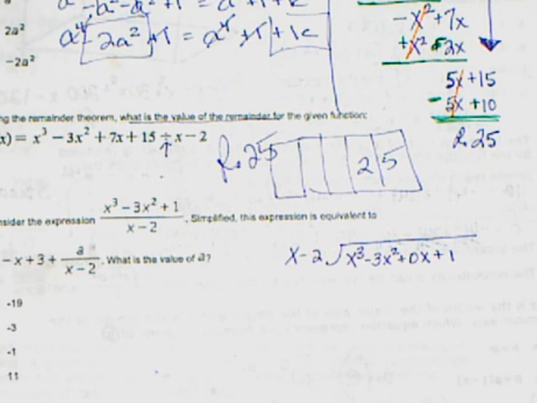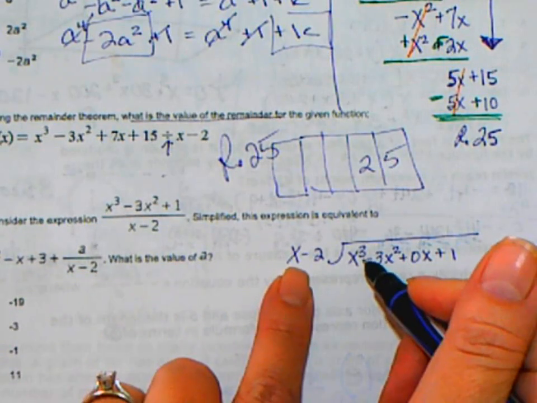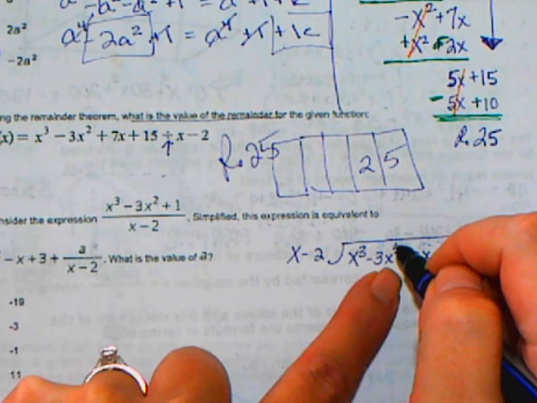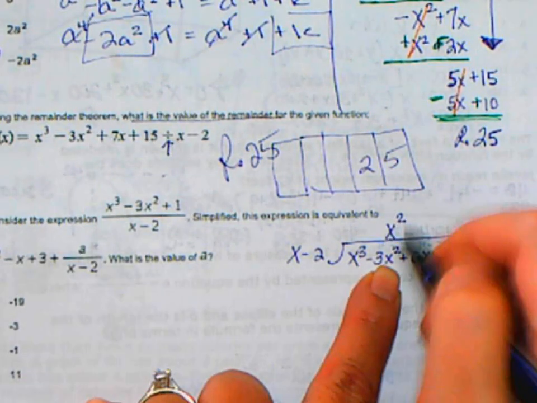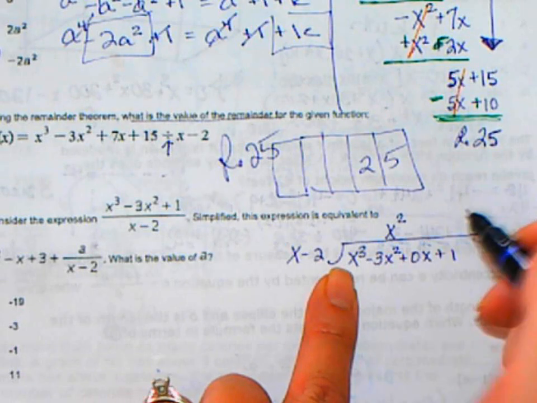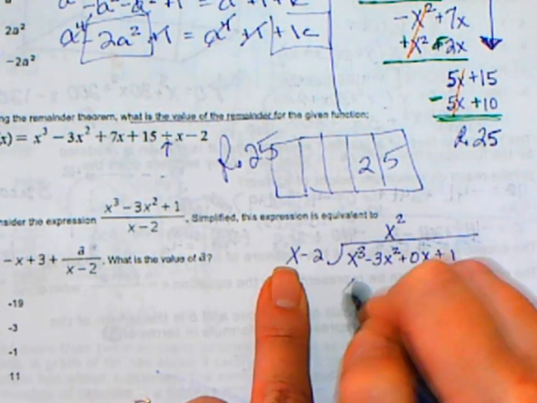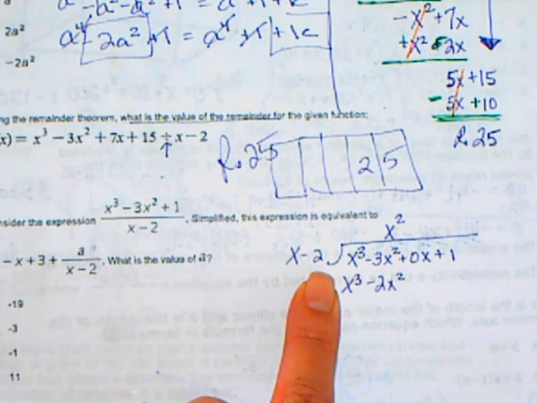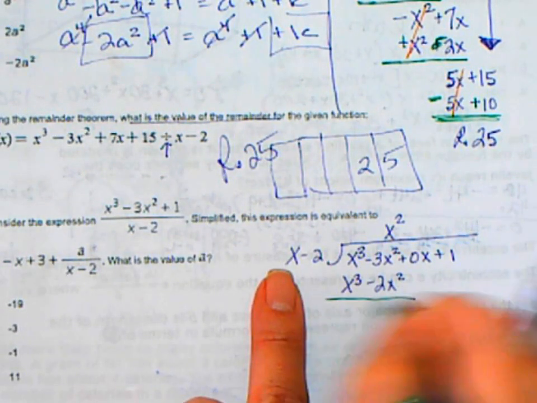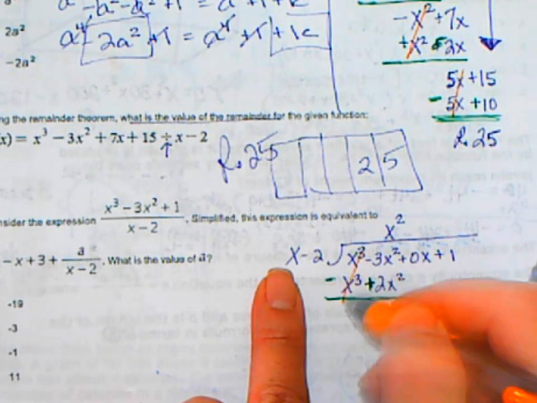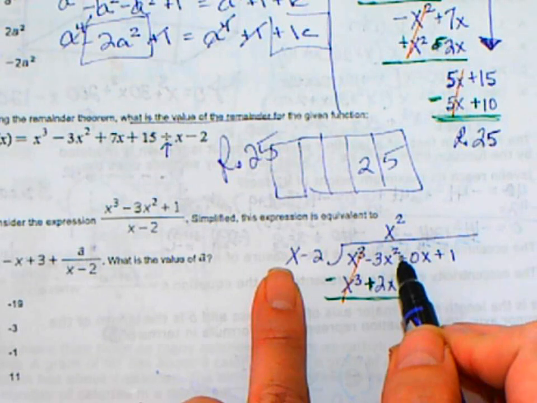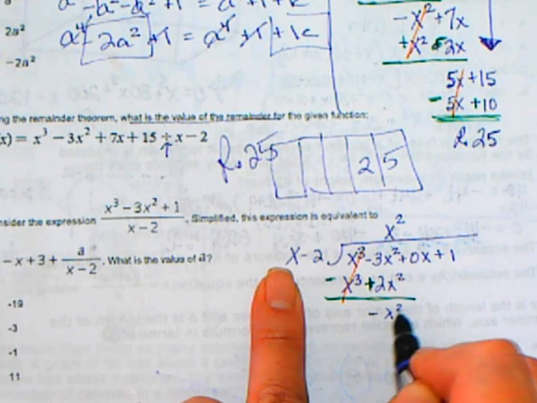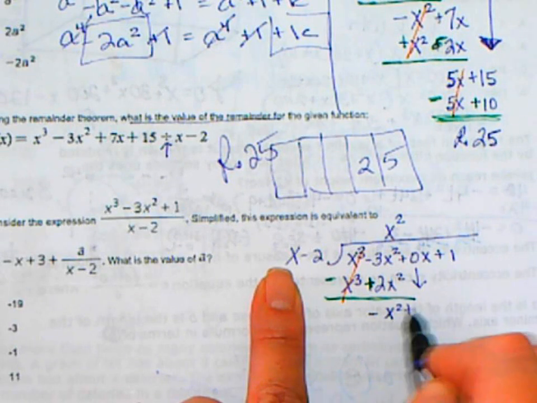Same thing I just did above. I'm going to divide all over again. X times what is x cubed? X squared. It's a quadratic, so it'll go above my quadratic term. You always skip that first term, okay? Multiply x squared times x is x cubed. X squared times negative 2 is negative 2x squared. Draw a line and change the signs. First terms cancel. Negative 3x squared plus 2x squared is negative x squared. That's plus 0x. We will drop it like it's hot.